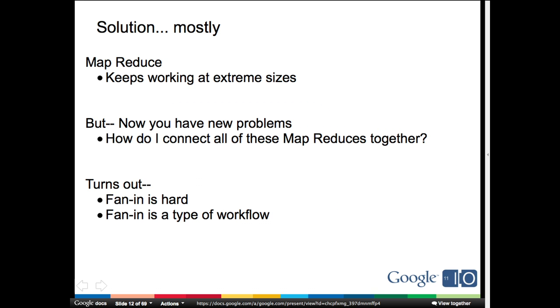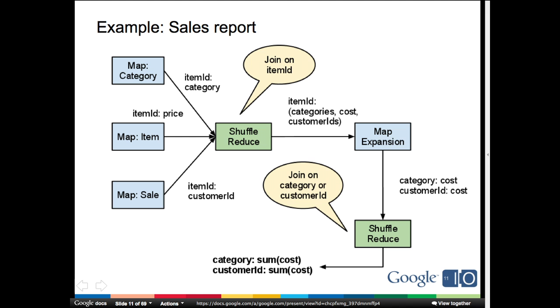And the reason is that fan-in is really hard. It's hard to make this work. And fan-in is this thing on the left. Mapping categories, mapping items, mapping sales, all separately, and then shuffling them together or joining them together. So that's fanning in. That's what we're trying to do.